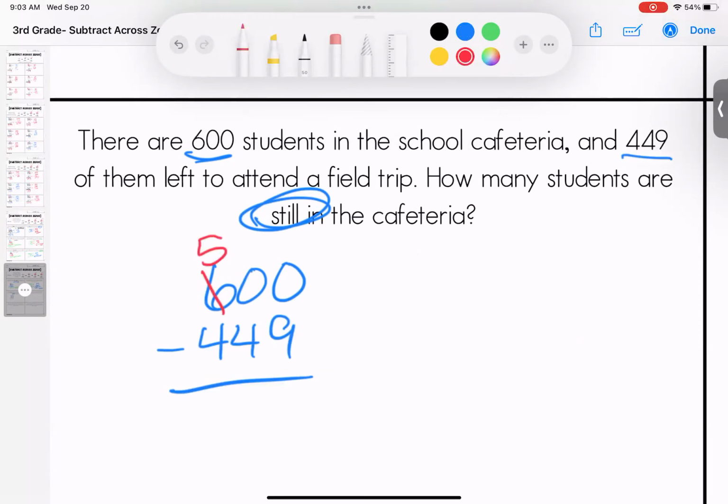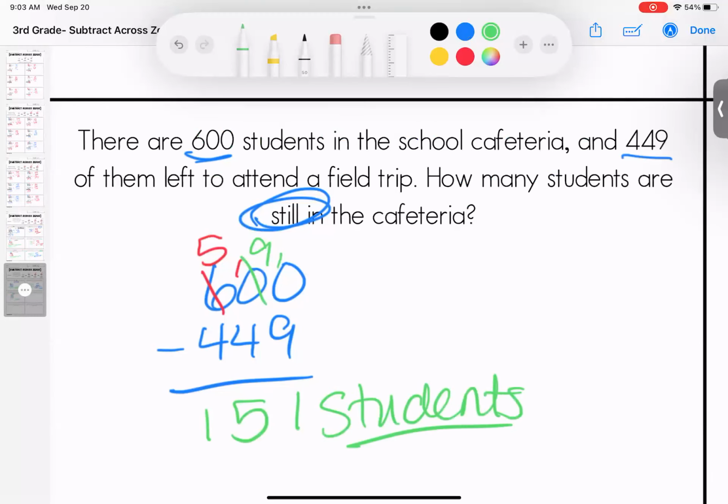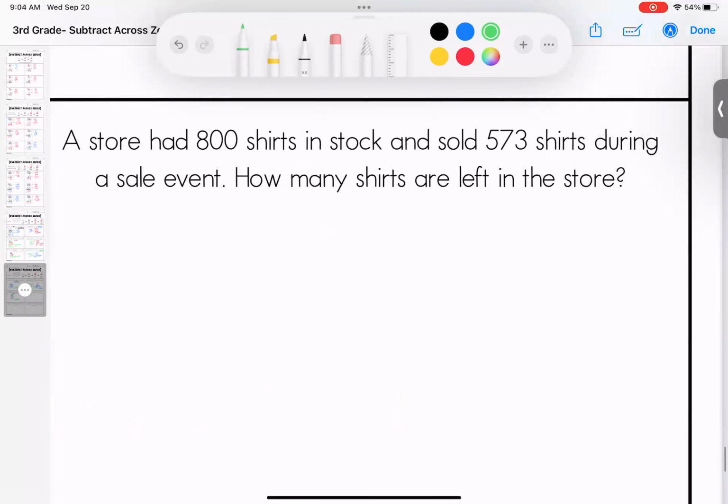6 becomes 5, 0 becomes 10. 10 becomes 9, 9 becomes 10. 10 minus 9 is 1. 9 minus 4 is 5. 5 minus 4 is 1. 151 students. It's always good to label our word problems so we know what that number means.